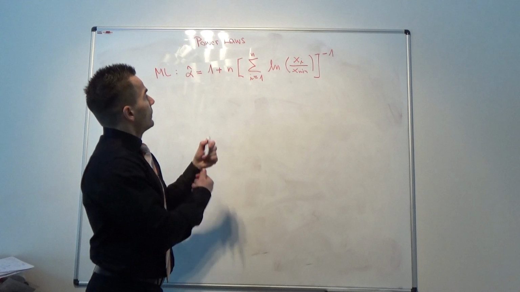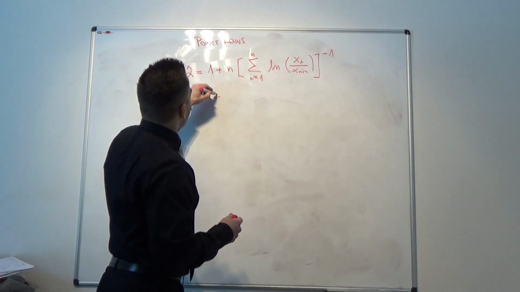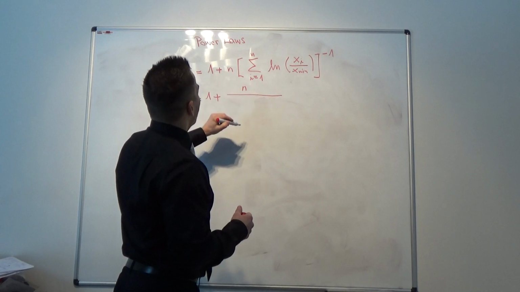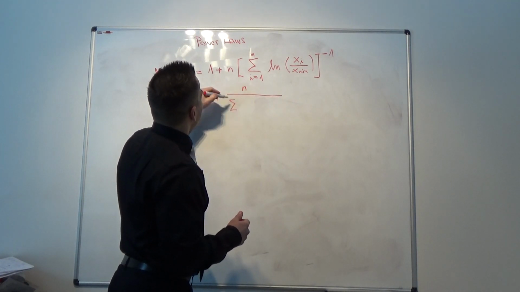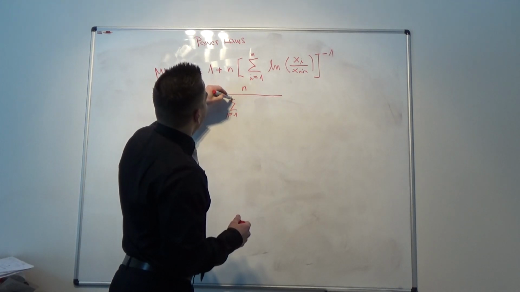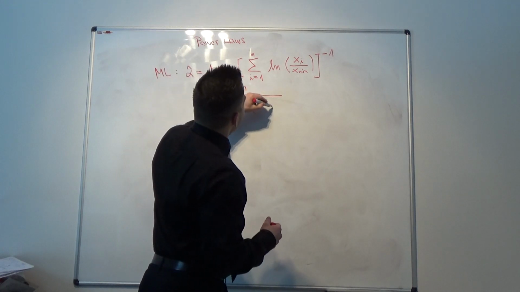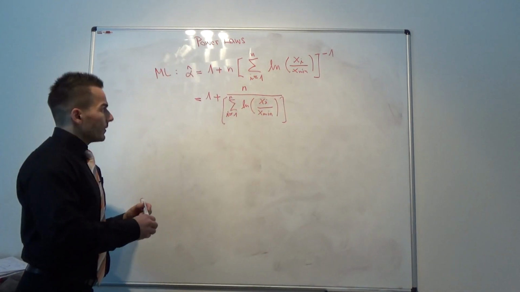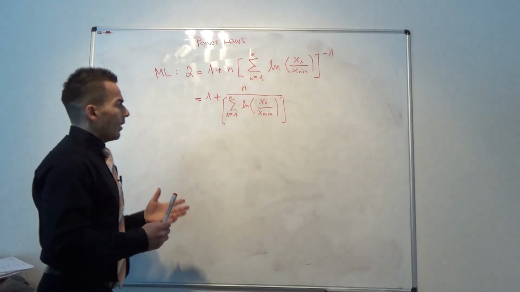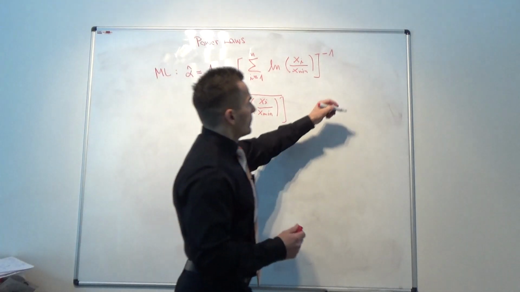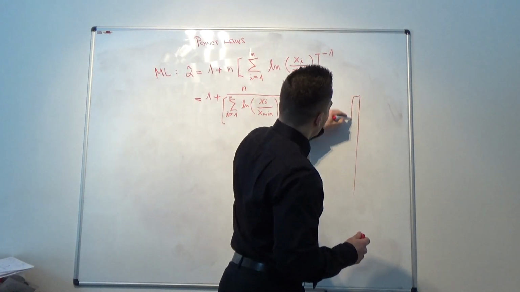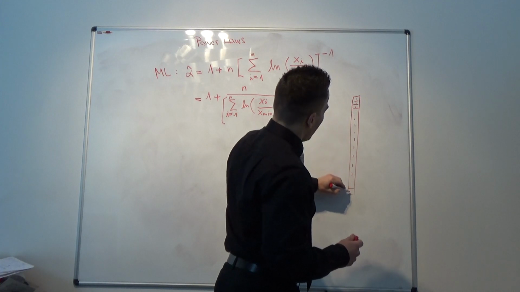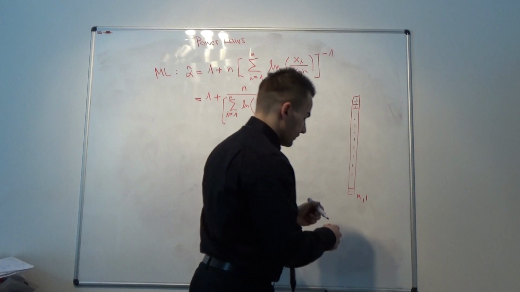So we can also rewrite this expression as 1 plus n over this sum from i is 1 until n of the logarithm of xi over x minimum. Yeah. So that's basically how it looks. And how do we proceed? Basically we have a data vector, let's denote it as x. We have our observations here, observation 1, 2, until n. So let's say this is an n by 1 vector.